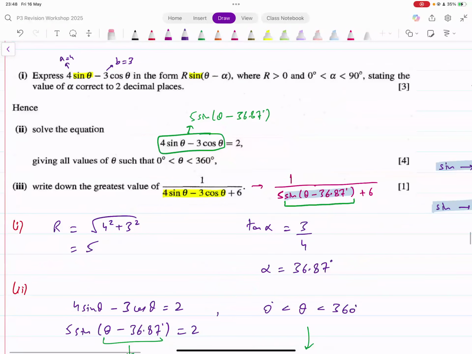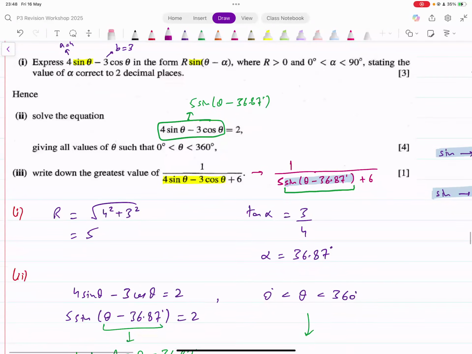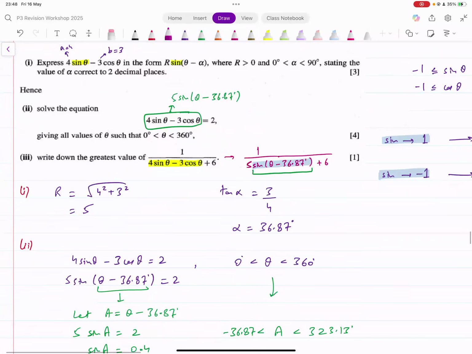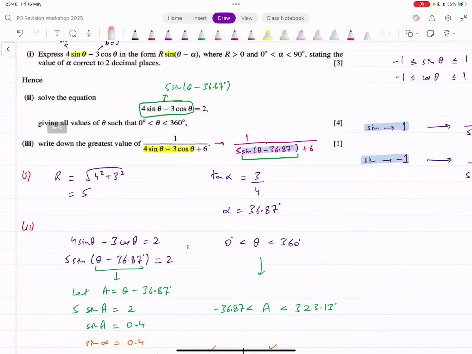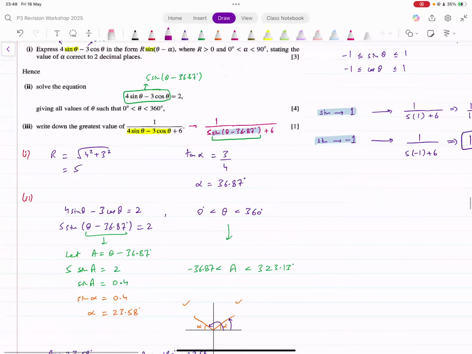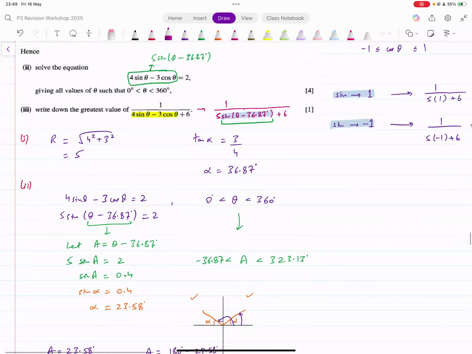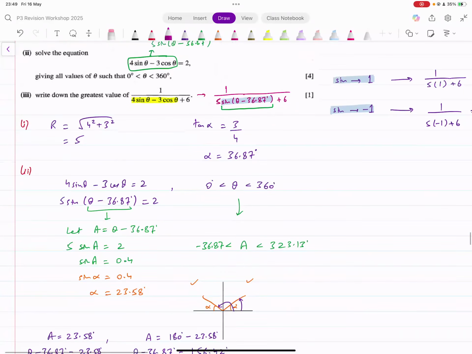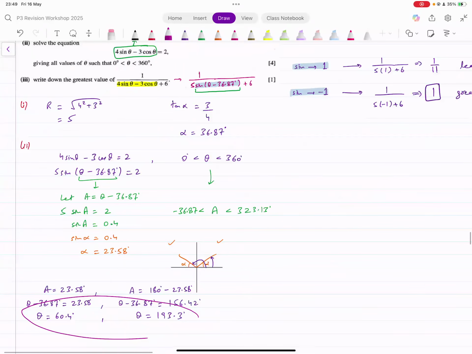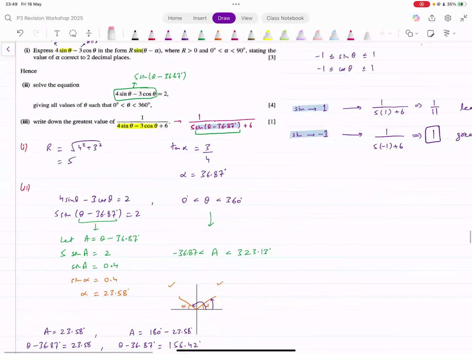Express 4 sine theta minus 3 cos theta in this form, r sine of theta minus alpha, where r is greater than 0 and alpha is between 0 and 90 degrees. Now, the first part is straightforward. Let's say we've done that. The second part as well, it's an equation that we've got to solve. We use a substitution again, find the possible values of A, and then find the corresponding values of theta, and you get this result. So the first two parts are relatively straightforward. Let's have a look at the last part.